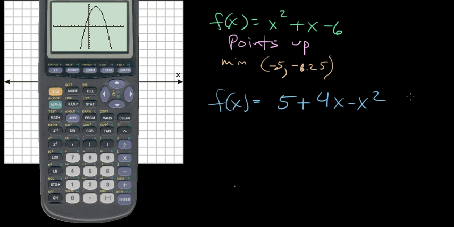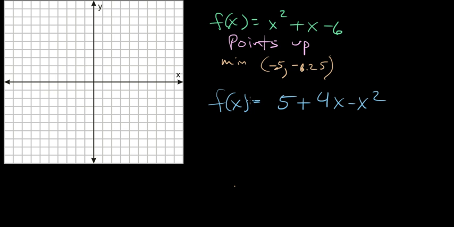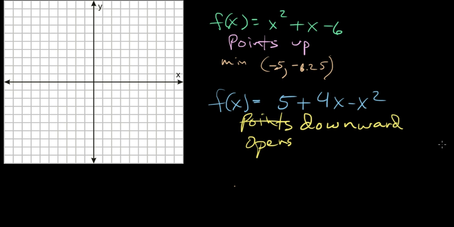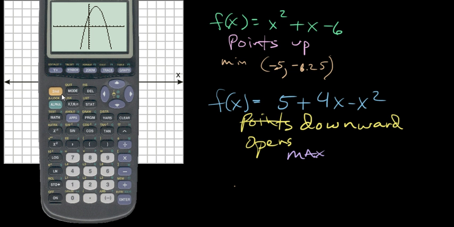Okay, and so we write that in there, the graph points down, or opens down. You say it opens downward. Okay, so it opens downward, which means I'm going to have a maximum value, not a minimum value. So the max, and I can use the same function on the calculator and find that maximum value.